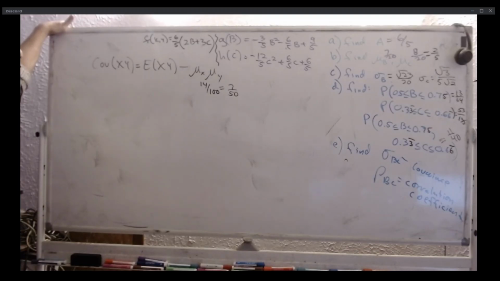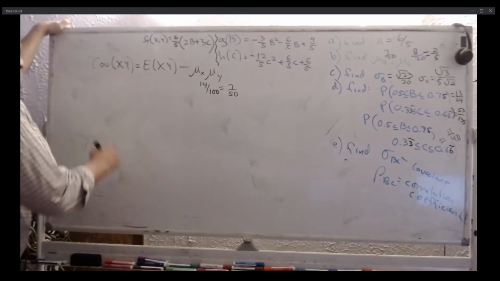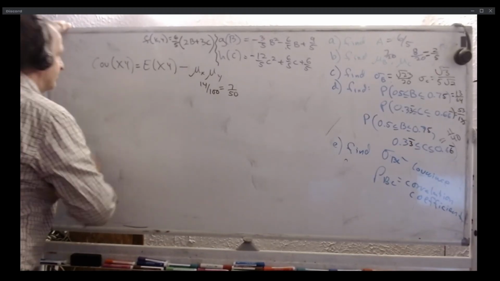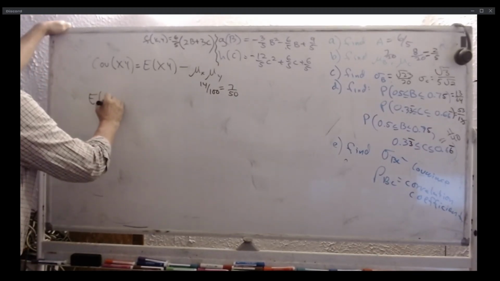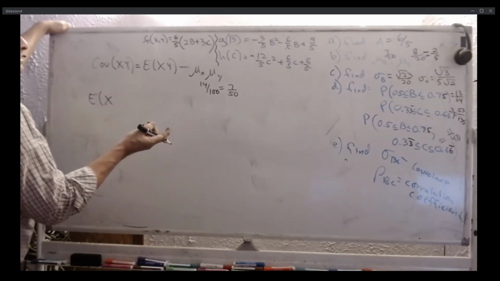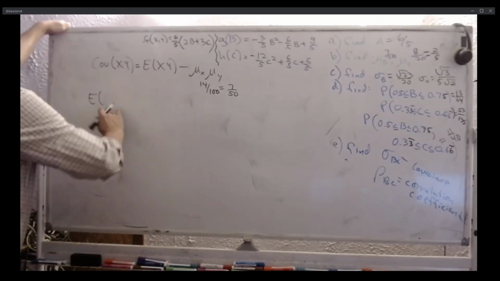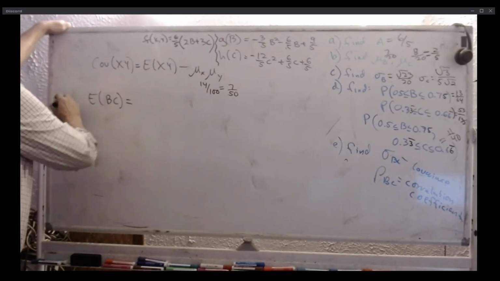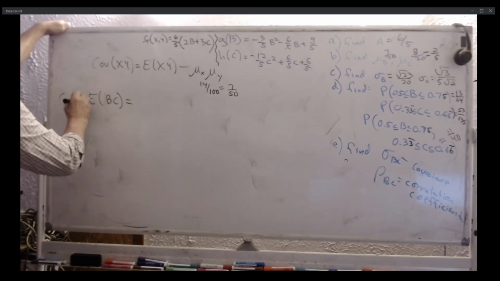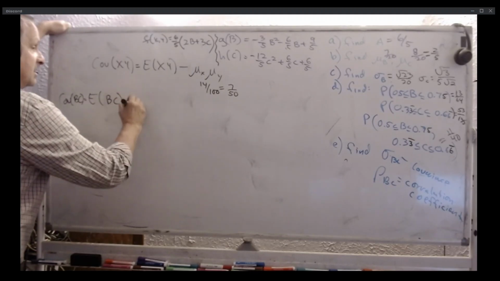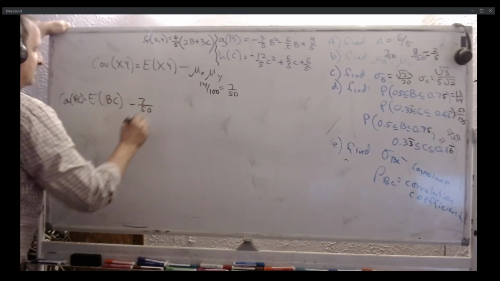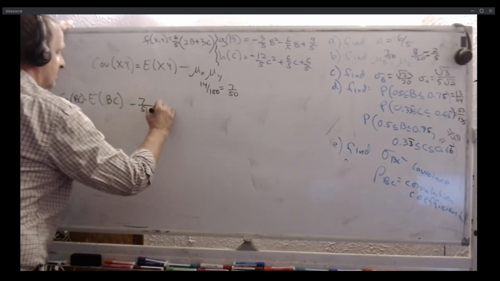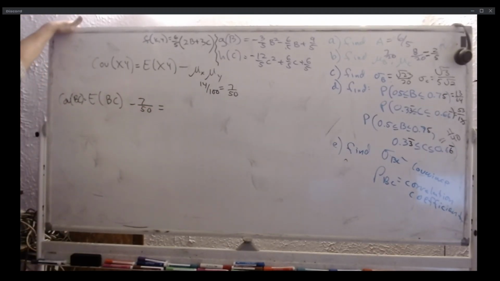Are you ready to find the expected value of xy? I hope so, because that's what we're going to do. Well, actually, we have BC, don't we? Instead of xy. See, expected value of BC. What is it? Well, here, I'll write covariance of BC equals expected value of BC minus 7 out of 50. Okay? So we have to find this, right? What's the expected value of BC?